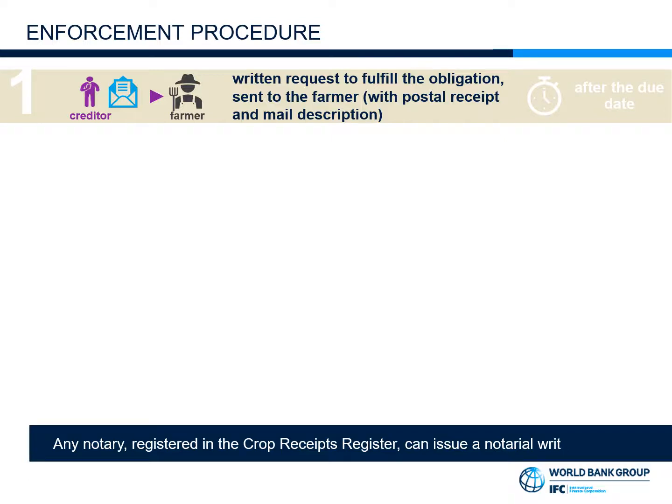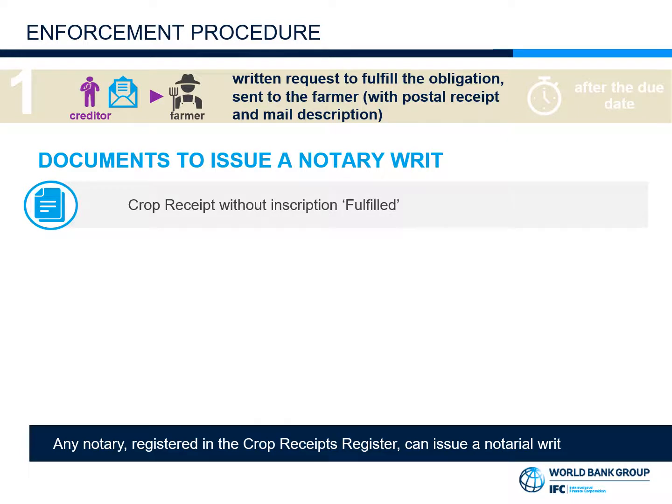The creditor provides the following documents: original crop receipt with no inscription made that it has been fulfilled. If the crop receipt has been partially settled, this shall be stated on the crop receipt. In this case, the notarial writ will be issued for the remaining amount due.